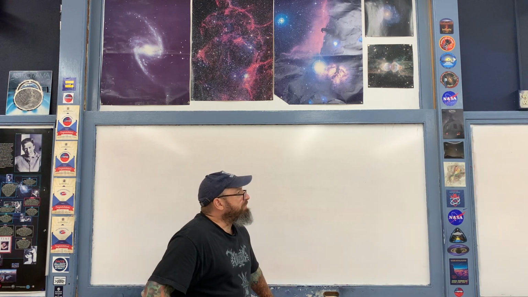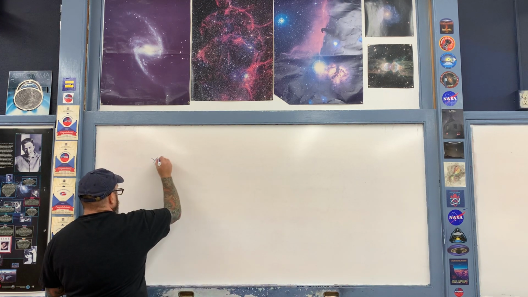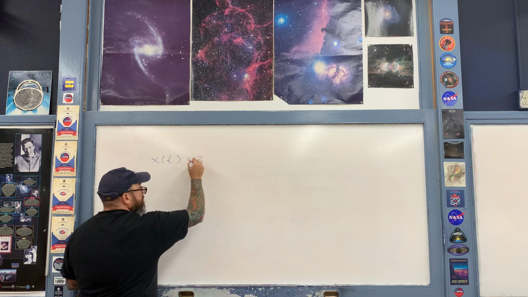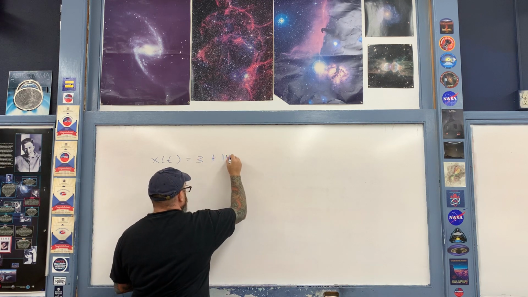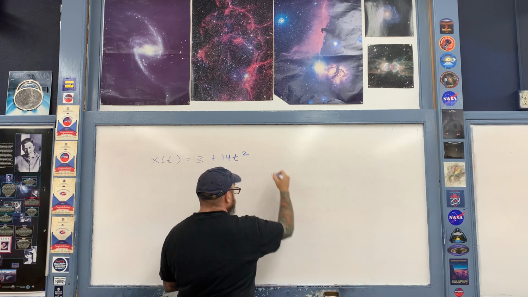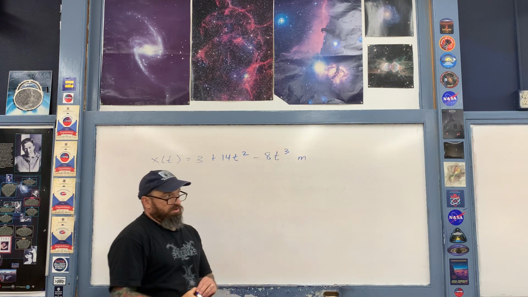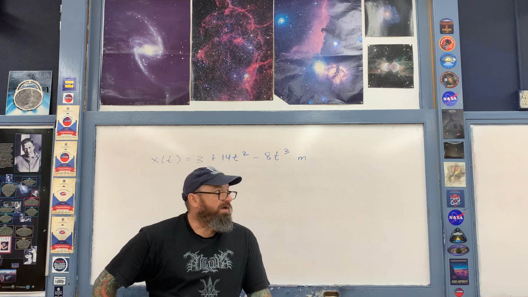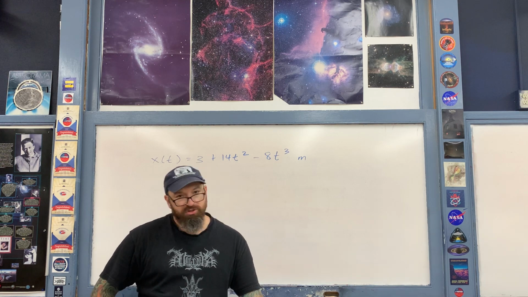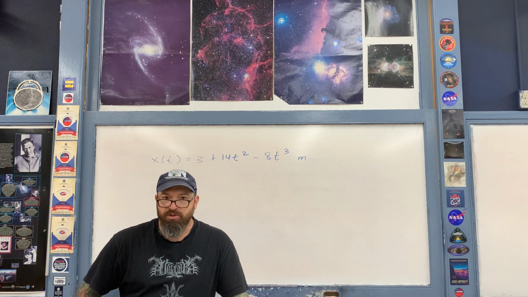Okay, the position of an object is given as the following function. Everything is in terms of meters. Let me write down the function. This function here, where everything is in terms of meters. It says simply find velocity and acceleration as functions of time. We have to take derivatives in order to do so.